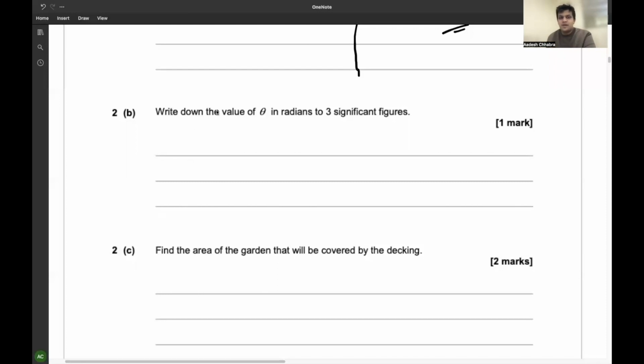Now in part B, we've been asked to write down the value of theta in radians to 3 significant figures. So we know that cos theta is equal to minus 1 upon 15. And if you go ahead and use our cos inverse, we know that theta would thus be equal to 1.638. And to 3 significant figures, this is 1.64.